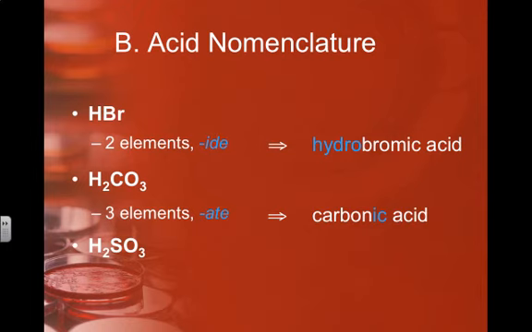The next one, you've got more than two elements, so no prefix. Then you ask yourself, what does this end in? You're treating this just like an ionic compound, even though it is technically covalent. SO3 is sulfite, so it ends in ite, and I'm going to change the ending to ous. So instead of sulfite, it'll be sulfurous acid.